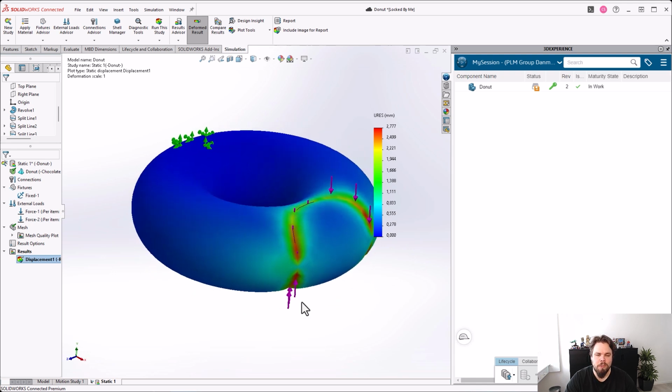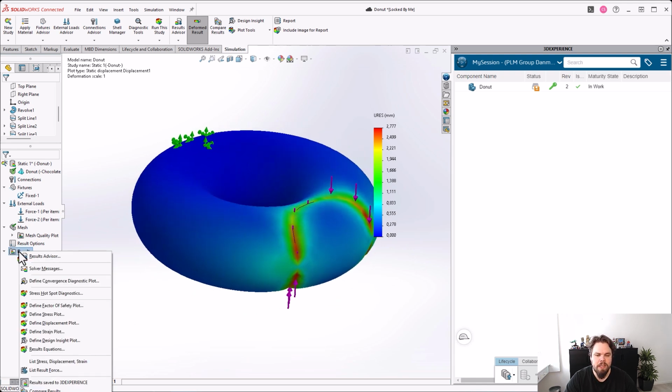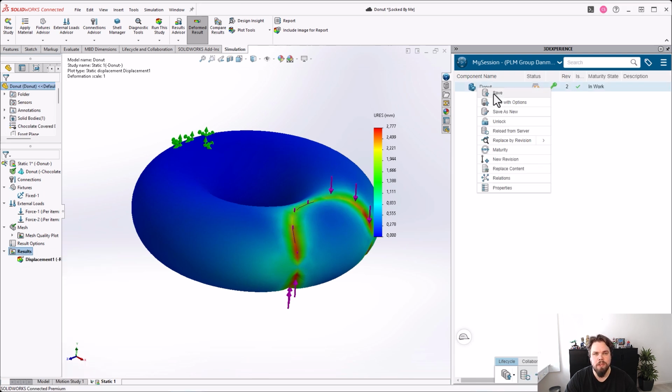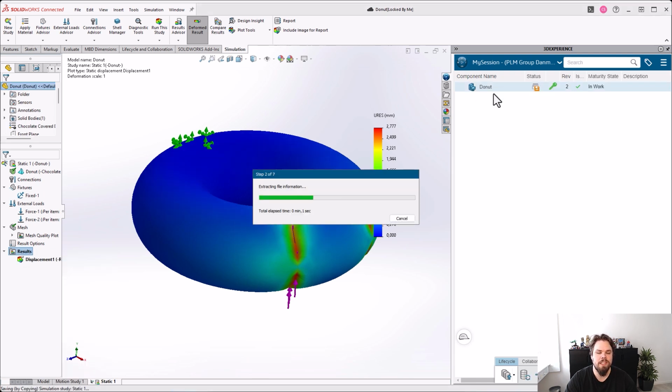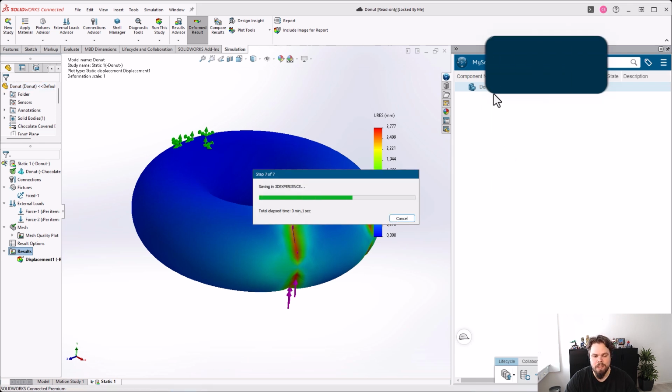But what about with SOLIDWORKS Connected? Well, up until the 2024 GA release, the only SOLIDWORKS simulation product available for SOLIDWORKS Connected was the 3D Experience SOLIDWORKS Simulation Designer role, which allowed the user to do static structural analysis studies.